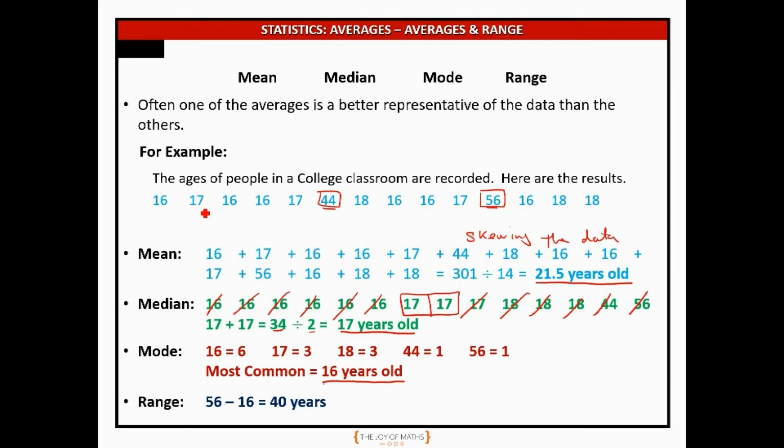Everyone else is around 16, 17, 18, and actually if we took those two ages out of the range, we would be ending up with a range of 2 years, not 40 years. So on this occasion, I don't think the mean is the most appropriate measure of central tendency, but the median and mode would be the choices that I would use. Okay, I hope that makes sense.